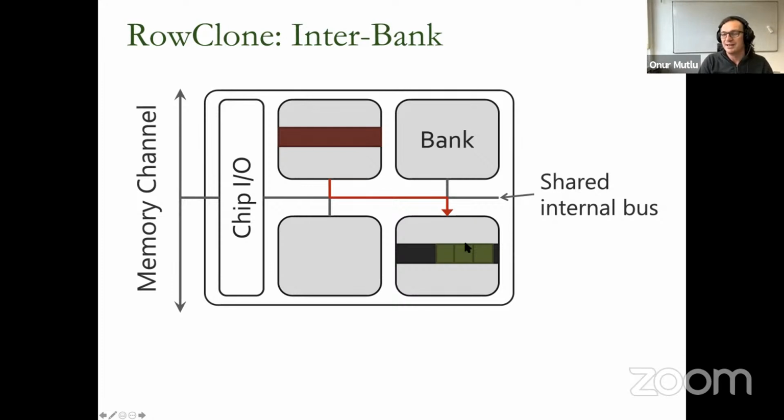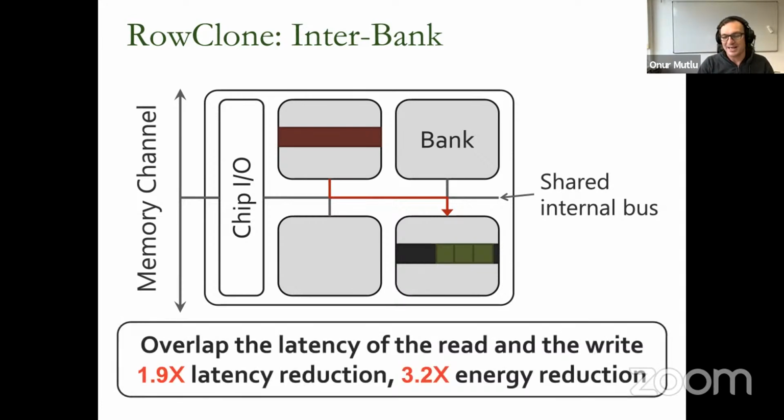that can be done internally. Now, the good news is you can do it at the 64-bit granularity over here, right? The granularity is not a problem, and you can do it interbank. But the bad news is clearly you're going through some interconnect to go from one bank to another. So the benefits are going to be lower than the fast parallel mode.